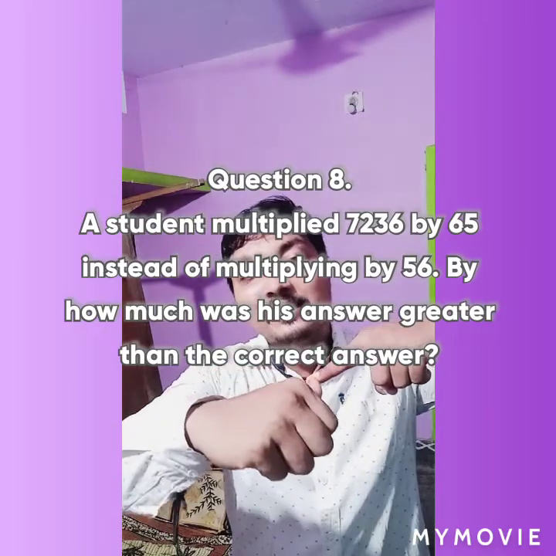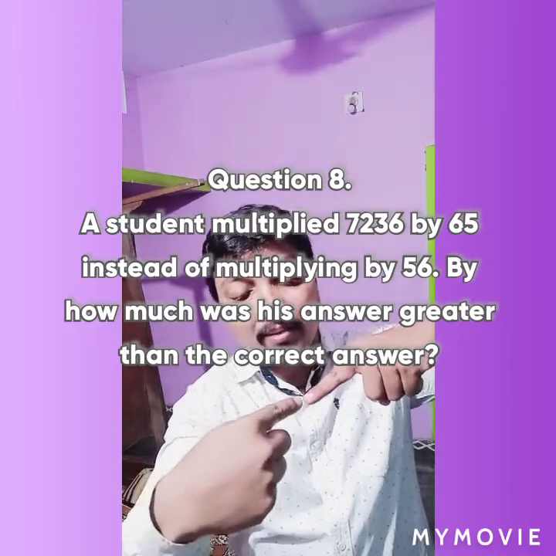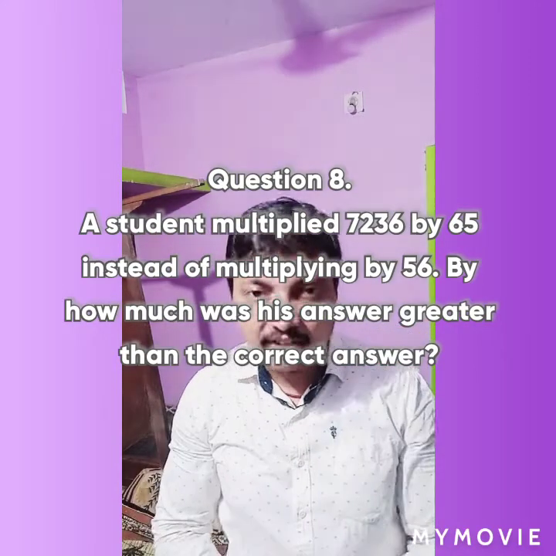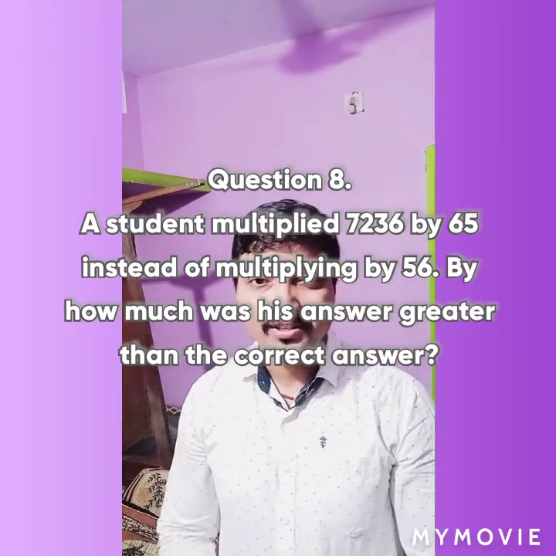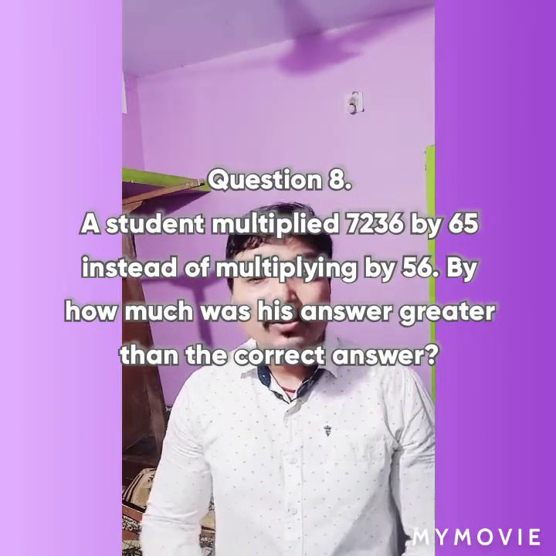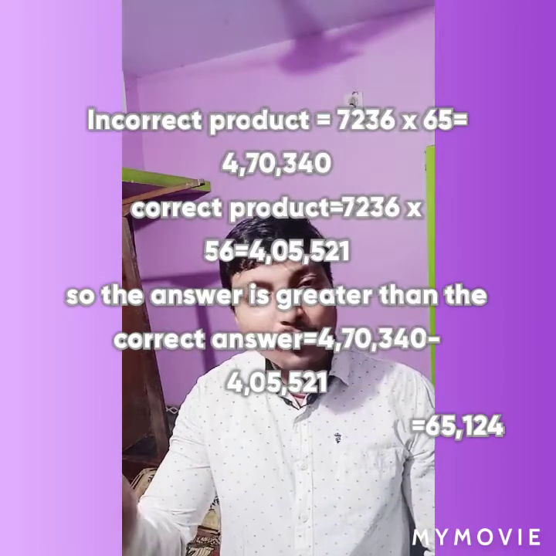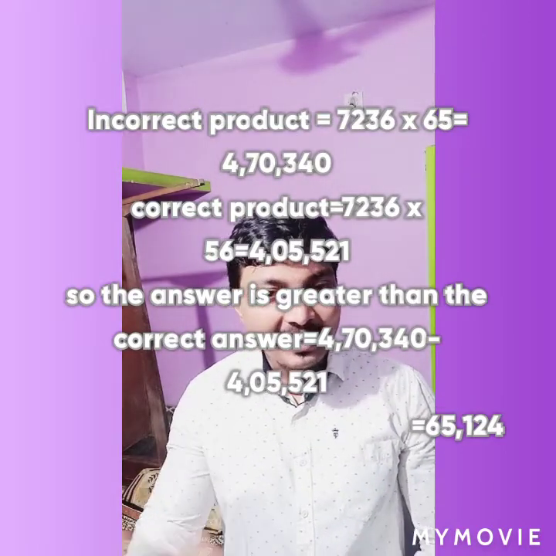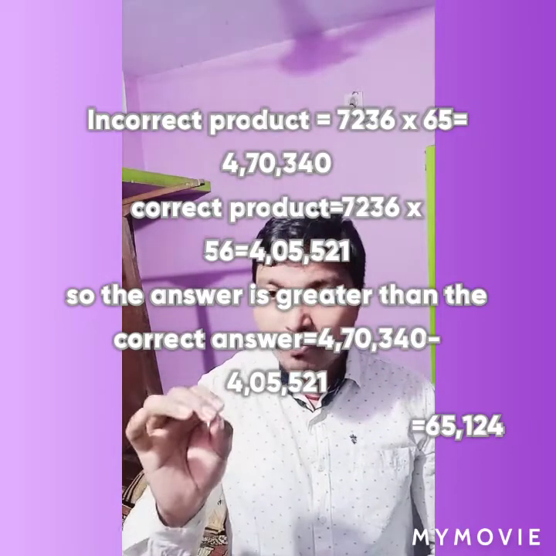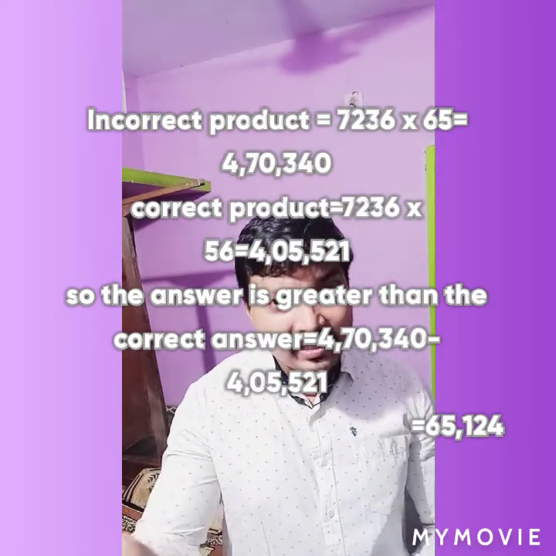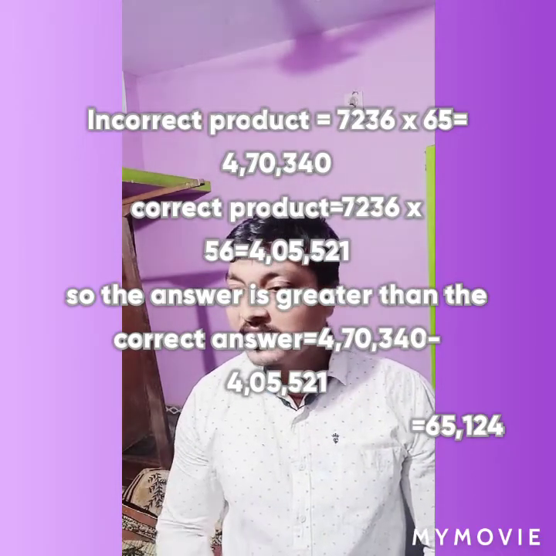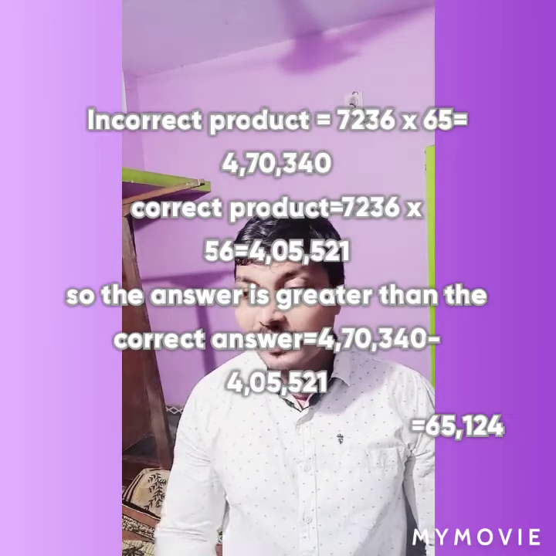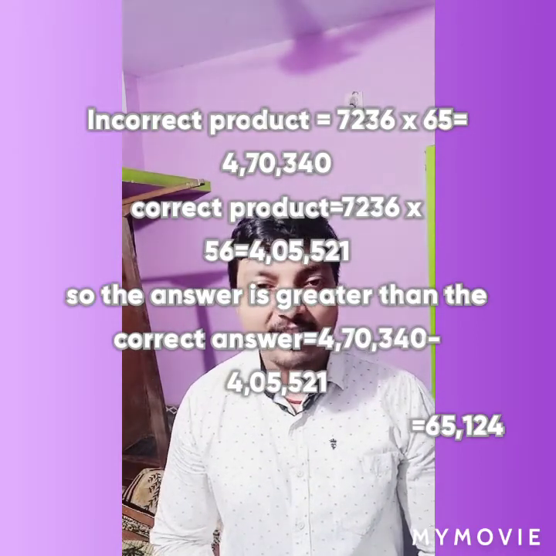7,236 with 65. Whenever multiplying with 65, one gets the incorrect answer. Okay, so here it is asked how much more the incorrect answer is than the correct answer. So we can find the incorrect product. The incorrect product equals 7,236 into 65. Actually 65 was not given to do the multiplication, but you multiplied 65 with 7,236. So the incorrect product is 4,70,340.